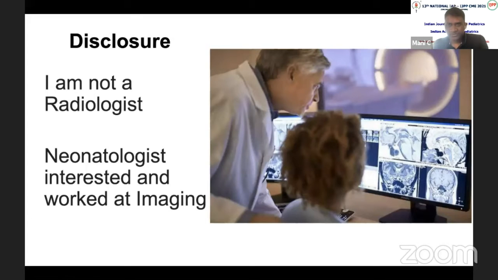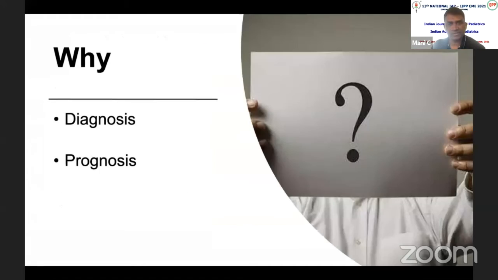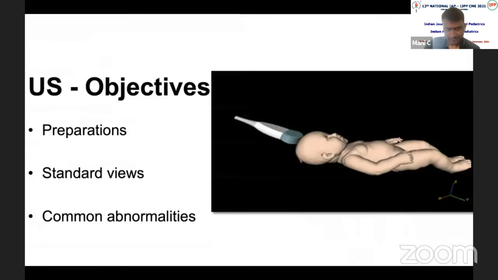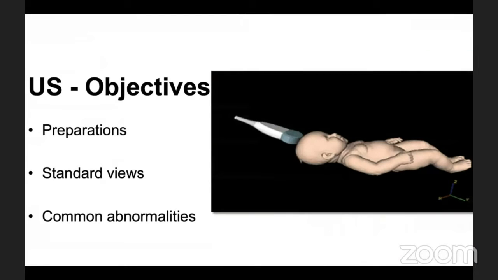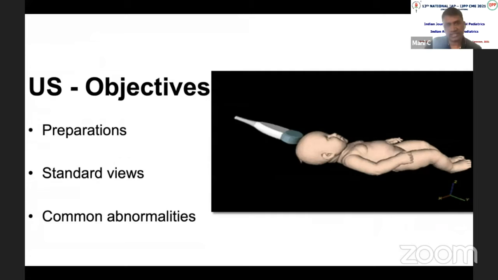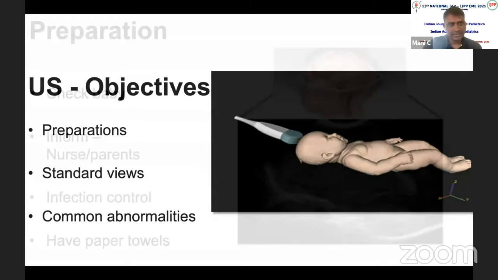First, as I'm going to talk about cranial ultrasound, it's important to say that I'm not a radiologist, but I'm a neonatologist who's interested in that imaging as well. So why we do ultrasound in newborns is for diagnostic purposes as well as prognostic purposes, so that we can predict outcome, counsel parents, and do some early intervention. My objectives are to tell you how we can prepare for a good ultrasound, what the standard views are, and what the common abnormalities are that you see in ultrasound.